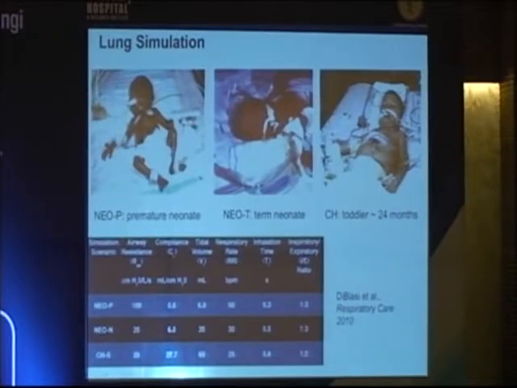So the best we could, we simulated lung mechanics, and I was able to go through and find many different references to put the proper resistance and compliance, tidal volume, respiratory rate, all of those things to mimic a premature baby, a term neonate, and a toddler.